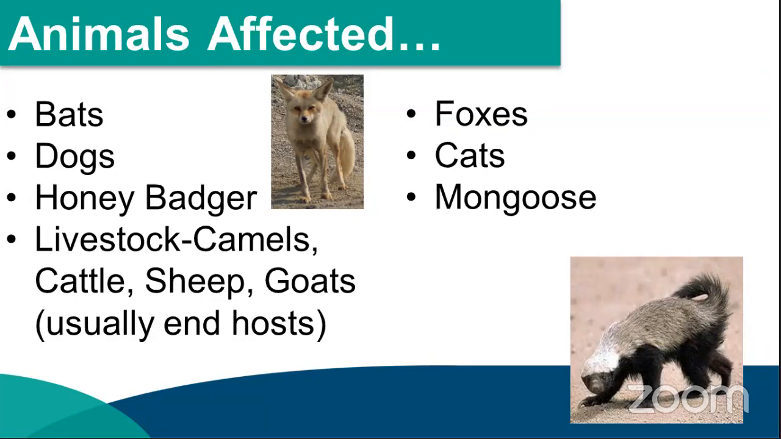And we have camels and cats and sheep. But these animals basically are end hosts, just like we humans. Another animal to be worried about here in Saudi is the mongoose, again in Jizan. And because we do have a high level of uncontrolled stray cats, we should be worried about this. There may be transmission from foxes to cats where they fight over food. It can get transferred to cats.